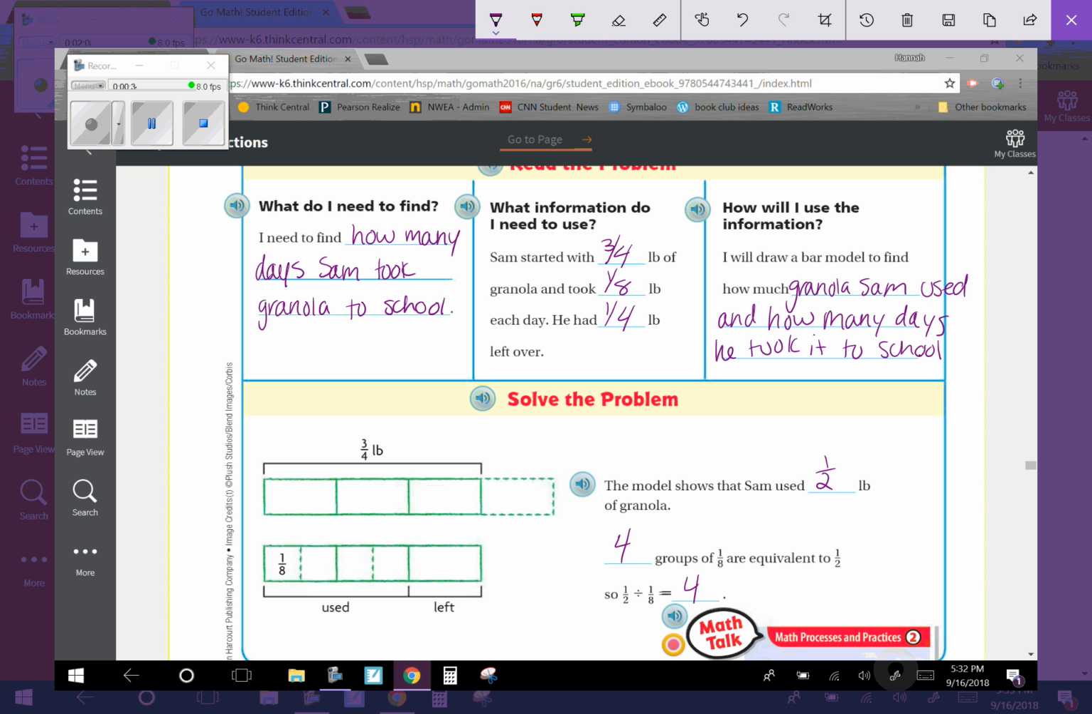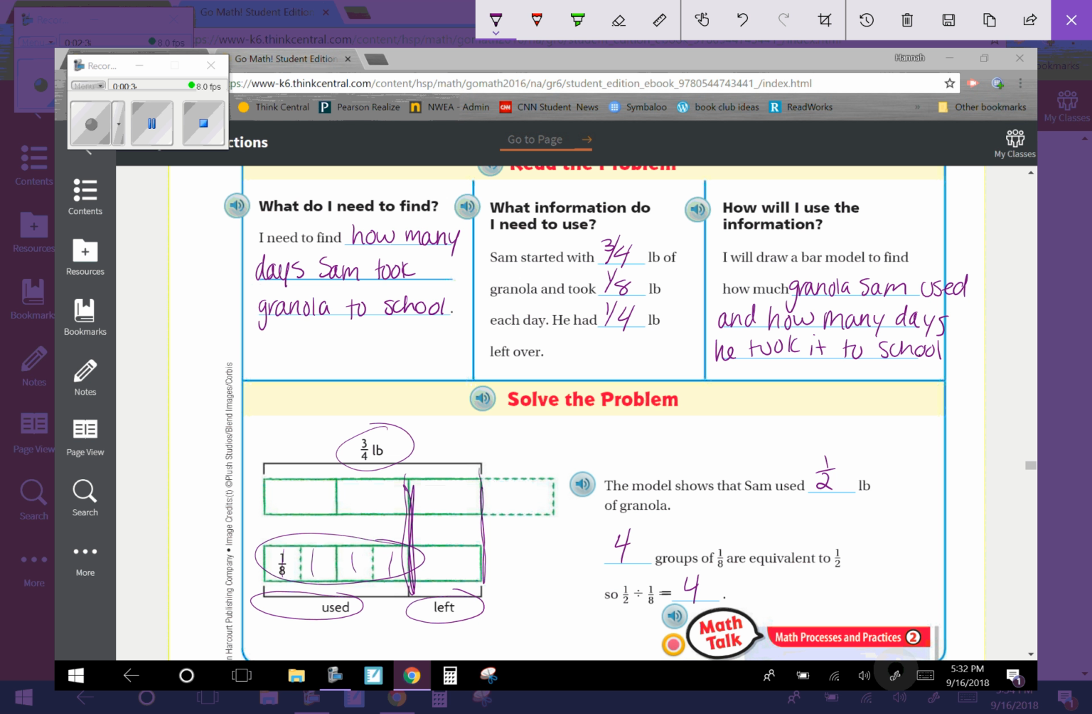Okay, so to break this down, he started with 3/4, which we have right here, and he took 1/8 every day, but we know that there's going to be 1/4 left. So if this is all we started with, this is what's left. We had to break this section here into 1/8, and there's 1, 2, 3, 4 of those sections. So Sam took granola to school for 4 days.